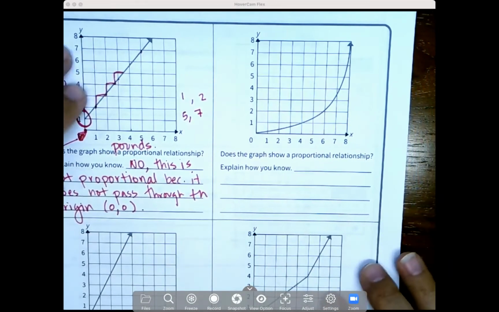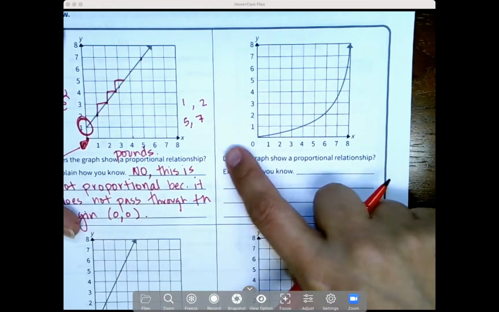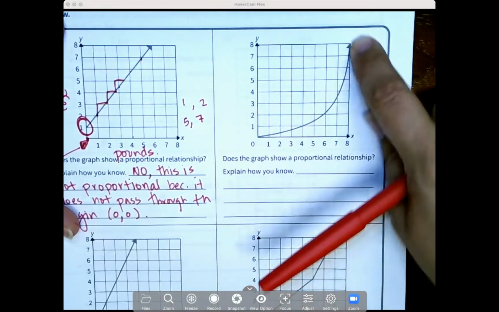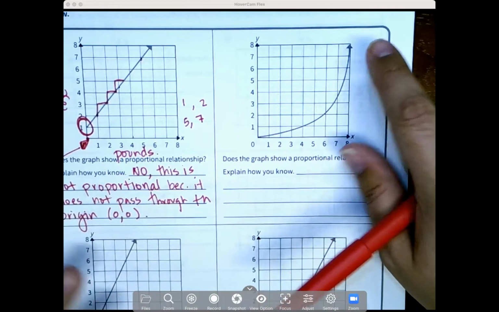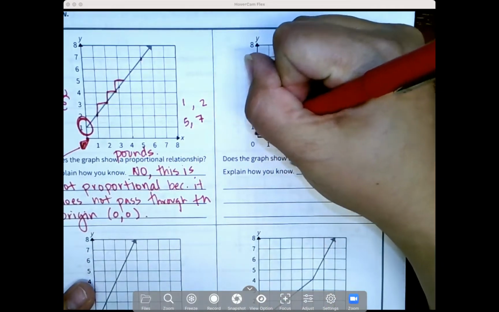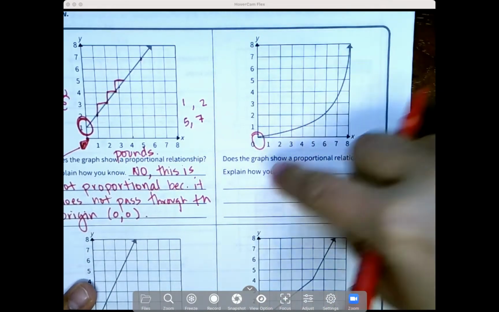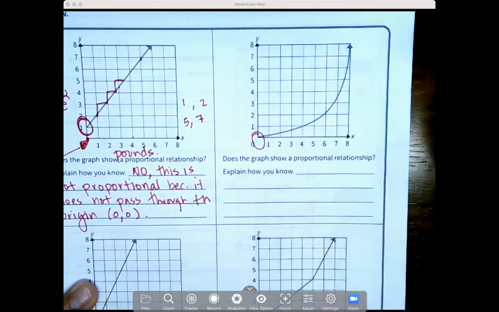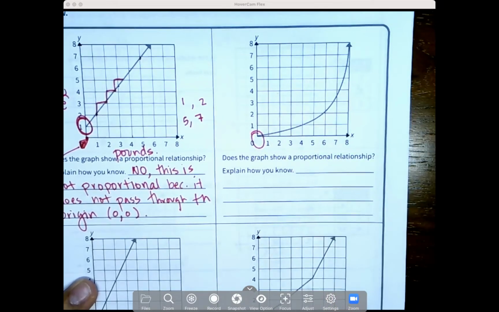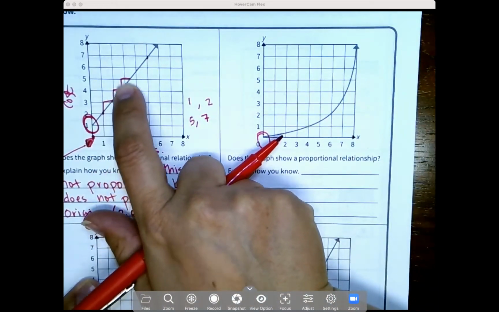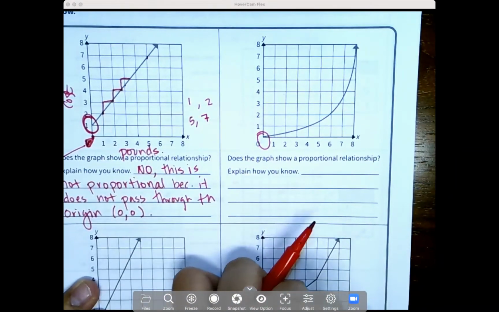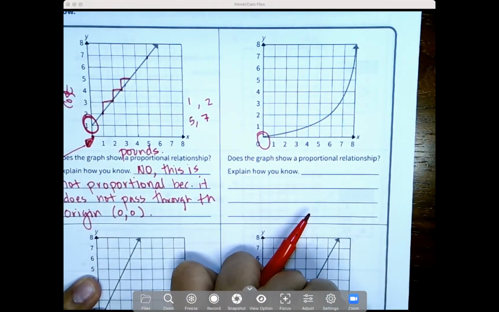All right, the next graph makes a curve. It's a smoothish kind of curve. Okay, it passes through (0, 0), because now they should be able to identify that for you. So they'd say, oh yeah, great. But then you have to talk about this stair step effect. Are they changing by the same amount each time?